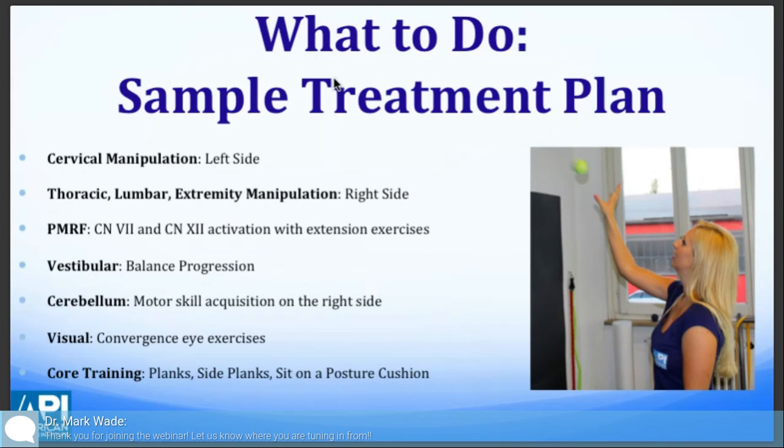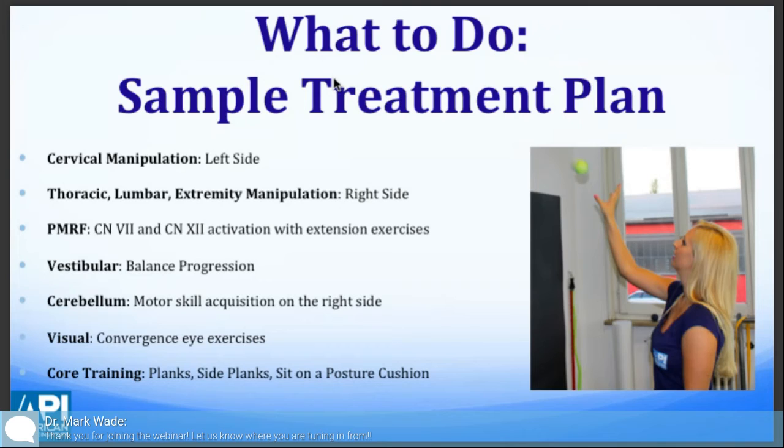So what to do? This is a sample treatment plan. Cervical manipulation is going to be on the left side. We had left head tilt, which is leaning towards the site of vestibular dysfunction, so cervical manipulation would be on the left side. We also saw that there was cerebellar dysfunction on the right side. So we're going to do thoracic and lumbar manipulation and extremity manipulation on the right side to stimulate the right cerebellum. That's an ipsilateral relationship.